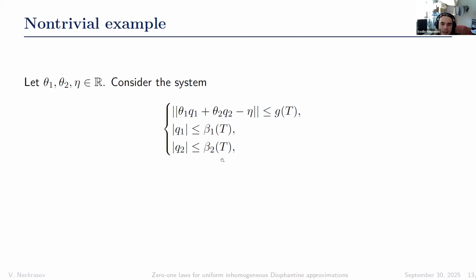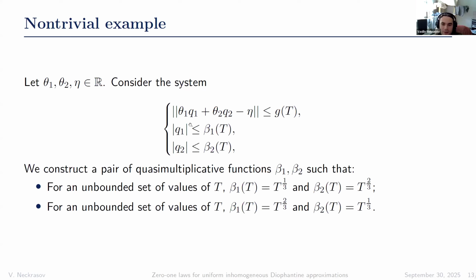So the question is, can we find such functions beta 1 and beta 2 that for some t, this setup will correspond to approximations with weights 1/3 and 2/3, and for some other t, it will correspond to approximations with weights which are, let's say, shown in the other order, 2/3 and 1/3. So can we switch between these two weights infinitely many times? It turns out that this example is rather easy to construct. These functions beta 1 and beta 2 are rather easy to construct, which satisfy these properties.